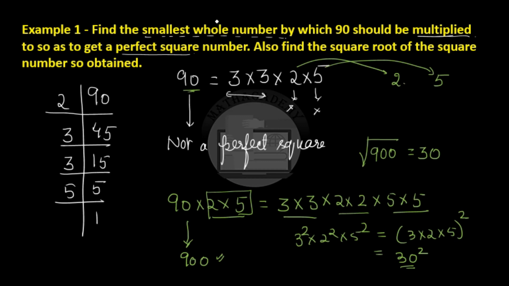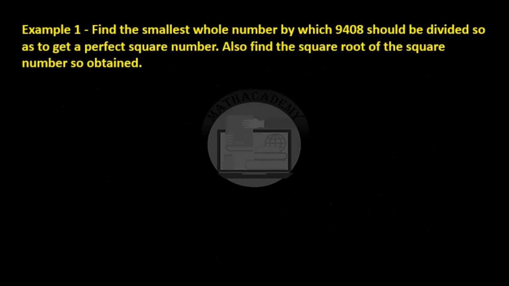So what is the smallest whole number which we have to multiply to 90? That smallest whole number is 10. And when we multiply it, we get the perfect square number as 900, and the square root of that square number is nothing but 30. So prime factorize a number, see the missing factors, and multiply the given number by those missing factors and you will find the square number. Let us see one more example.